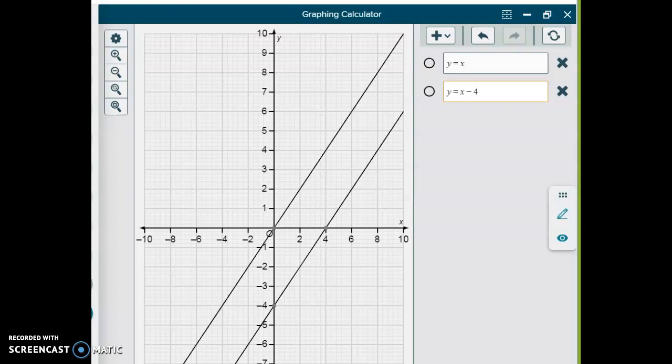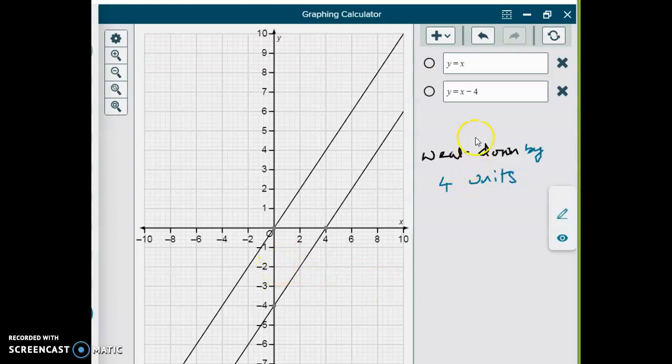It went a bit further down. That's right. So it went down. I'm going to write it down: went down. But how many units though? 4. Down by 4 units.